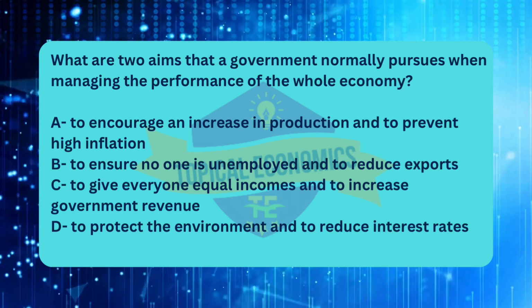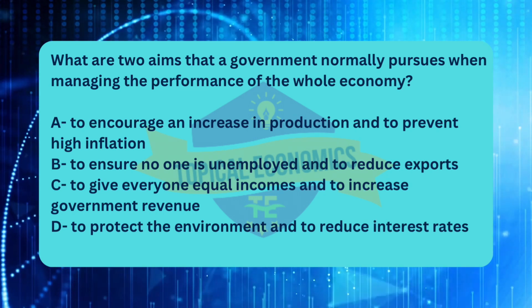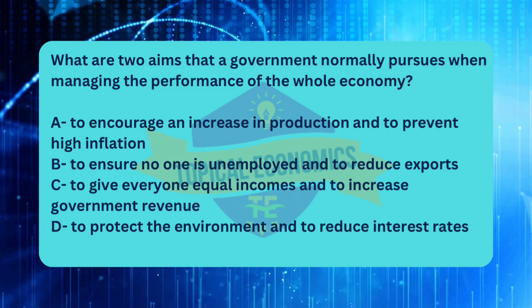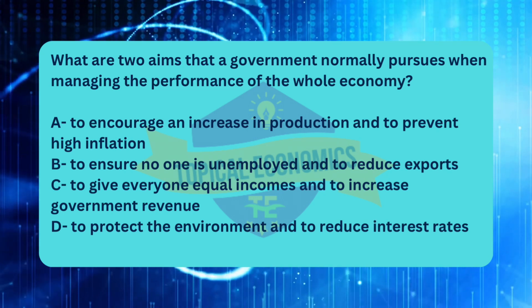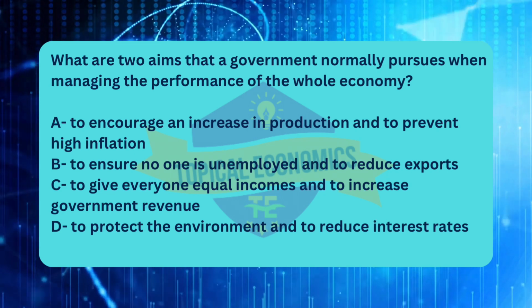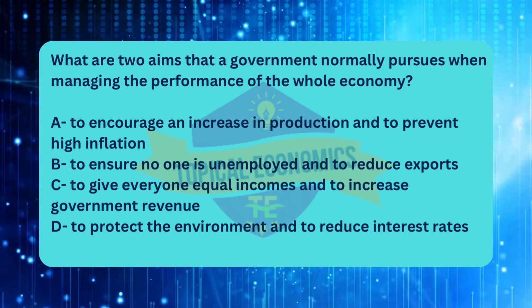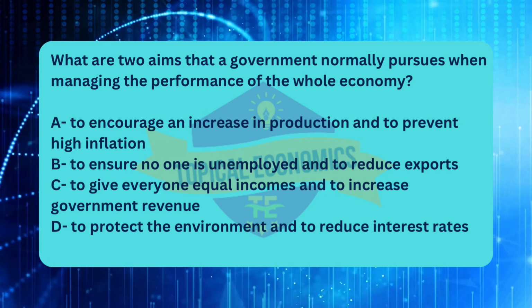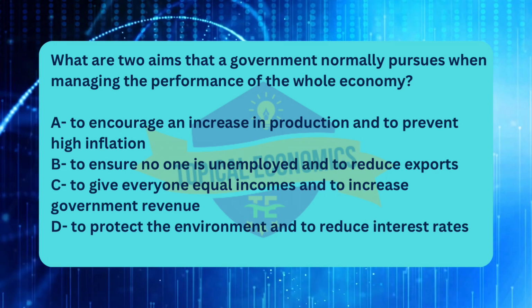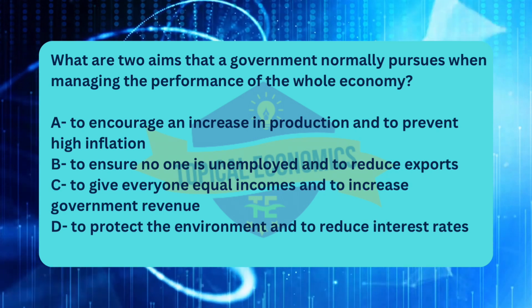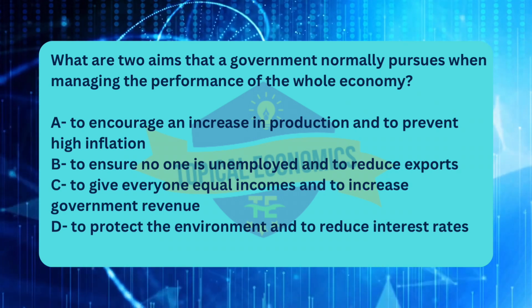Moving to question 6. What are two aims that a government normally pursues when managing the performance of the whole economy? A. To encourage an increase in production and to prevent high inflation. B. To ensure no one is unemployed and to reduce exports. C. To give everyone equal incomes and to increase government revenue. D. To protect the environment and to reduce interest rates. The correct answer for this question is option A.